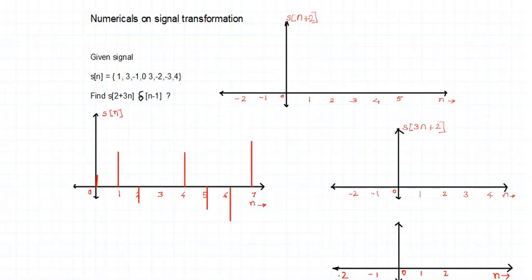Right. So this way we have sketched the given problem. Here you can even put the magnitudes of your signal. Let us put the magnitude. So the magnitude of this signal is 1. The first sample has a magnitude 1.